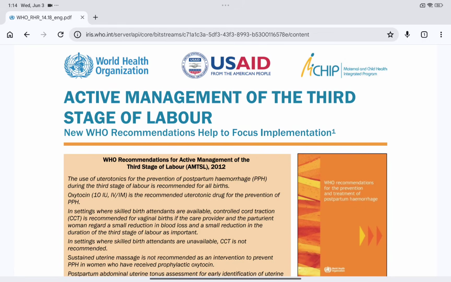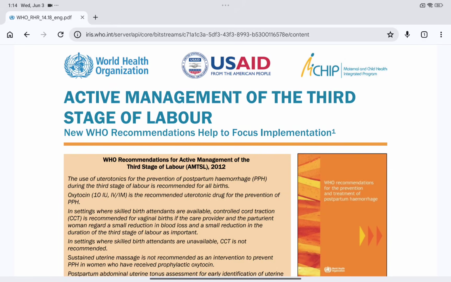Delayed cord clamping is done, and deliver the placenta by CCT, also known as controlled cord traction or the modified Brandt-Andrews technique. So, if a skilled birth attendant is there, then controlled cord traction should be done, and in settings where skilled birth attendants are not available, CCT is not recommended. And the fourth one is intermittent assessment of the uterine tone. Previously, it was uterine massage, but now it is changed to intermittent assessment of the uterine tone. And because this uterine massage is not included in the prevention, now it is a part of treatment of postpartum hemorrhage.